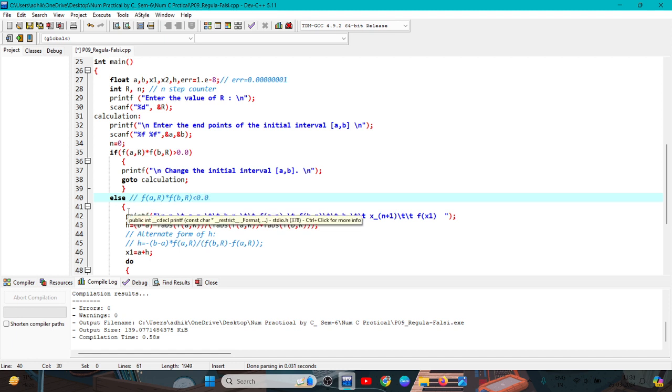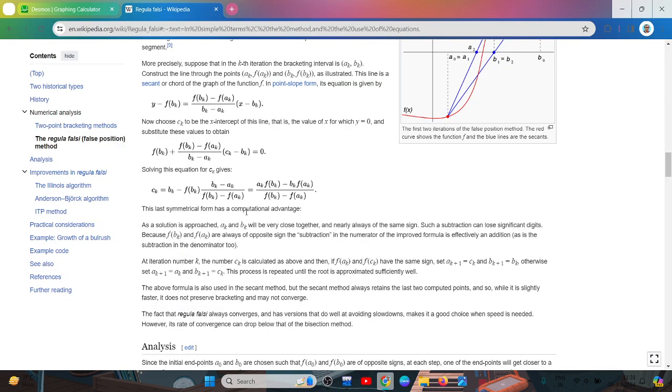then we go forward. Now the step length h is (b minus a) into the absolute value of f(a) divided by the absolute value of f(a) plus the absolute value of f(b). Because f(a) and f(b) are of opposite signs, in this formula we get a minus of this. This is h.